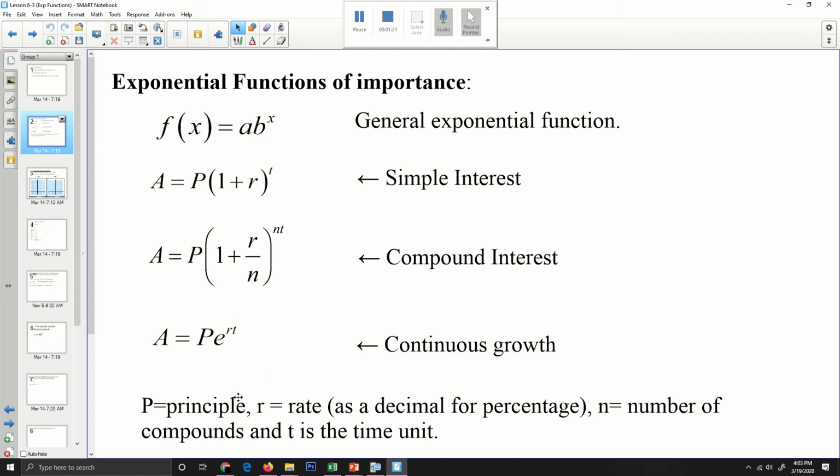In each of these instances, P represents the principal or the initial amount. R is the rate written as a decimal, so you have to change all of your percentages into decimals. So 10% would become 0.1, 5% would be 0.05. N is the number of compounds, so if something said was compounded monthly, you change that to 12. If it was compounded daily, you change it to 365, and t is the time unit, usually in years, but that's not always the case.